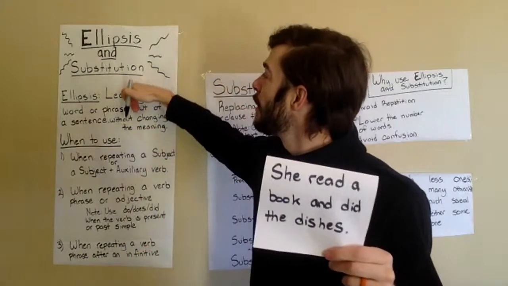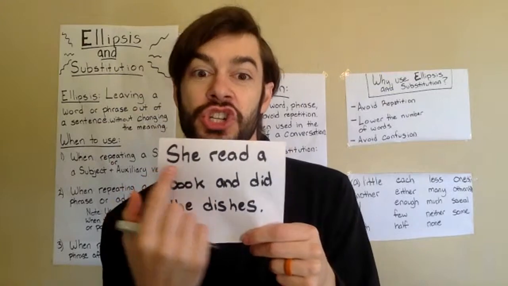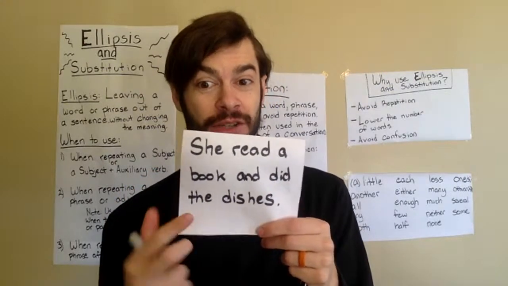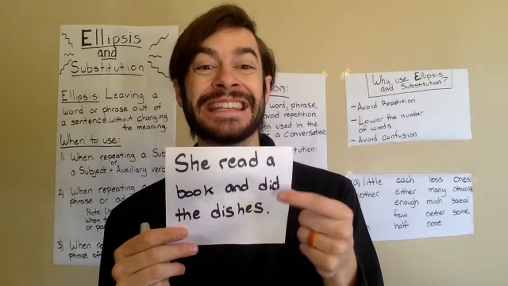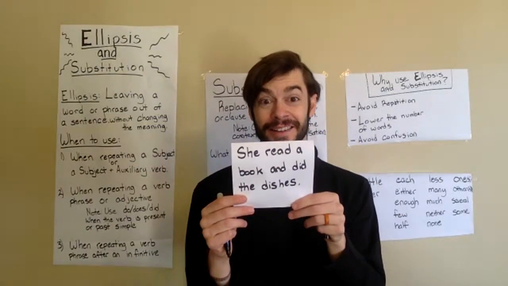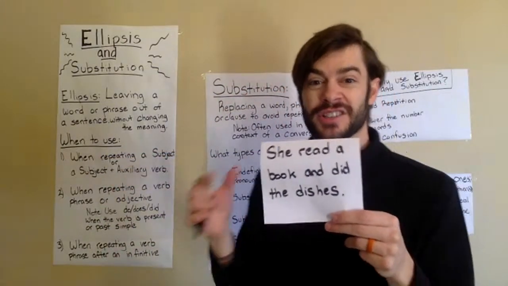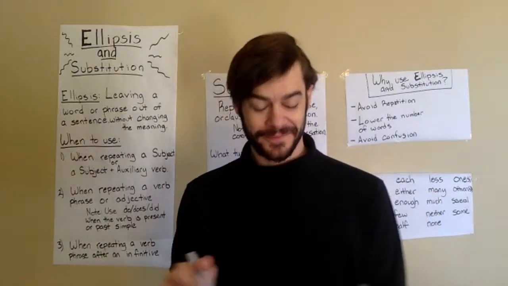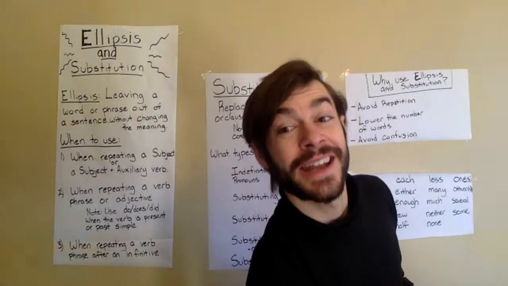So we have had an ellipsis here. We have left out the "she." "She read a book and she did the dishes." We don't need that "she." We just have "She read a book and did the dishes." Excellent. Does everyone see that? Good. We have left out a repeating subject. Our subject "she" is gone. Okay. So let's take a look at our next example.